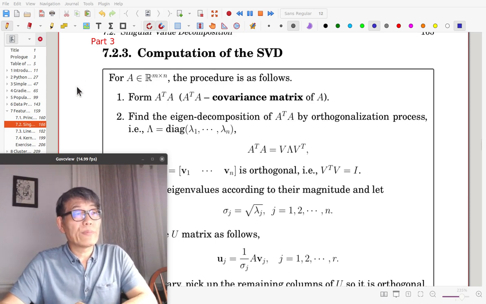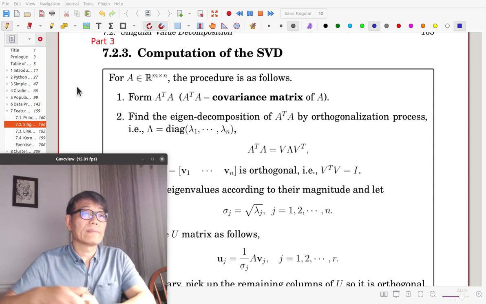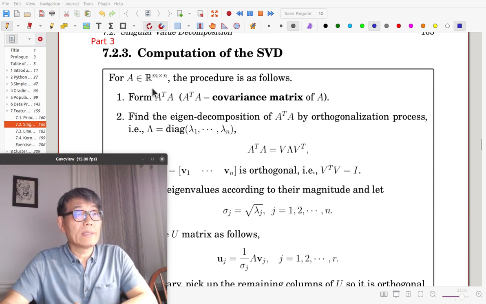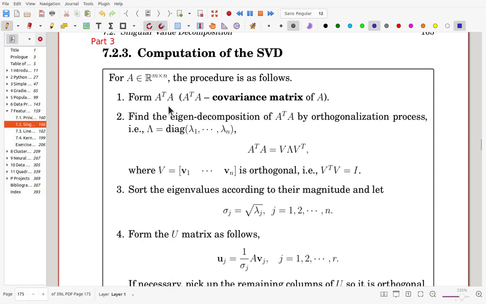In the third part of section 7.2, we'll discuss how to compute the singular value decomposition. Matrix A, m by n, is given. First we form A transpose A, the covariance matrix of A, and find the eigenvalues lambda 1 to lambda n, and eigenvectors v1 to vn. You can make the matrix orthogonal.